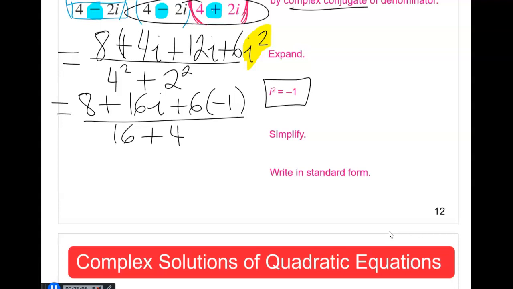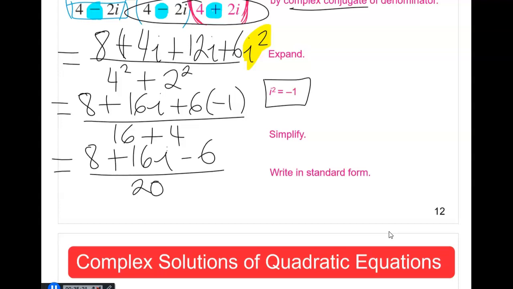2 squared is 4. And please don't add the numbers before you square them. Okay, so now we have 8 plus 16i minus 6 over 16 plus 4 is 20. Now we can combine the real parts. 8 minus 6 is equal to 2 plus 16i over 20.